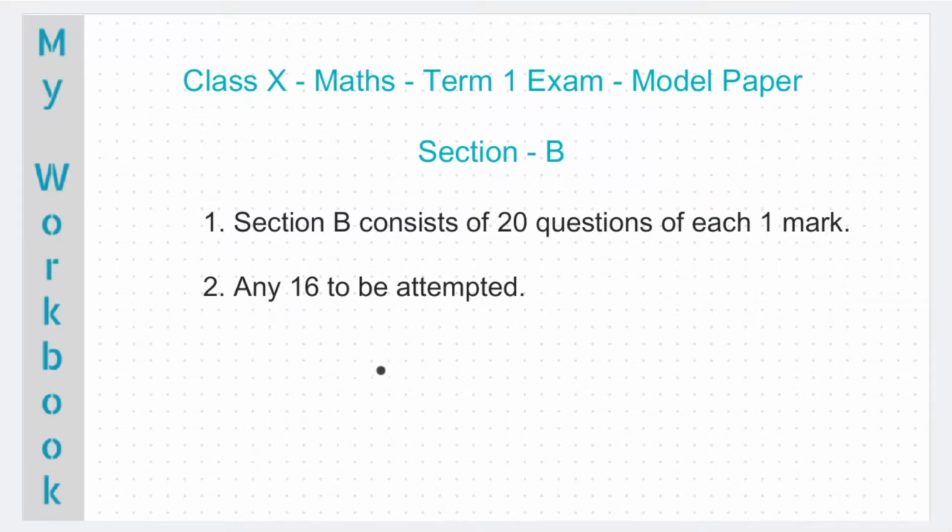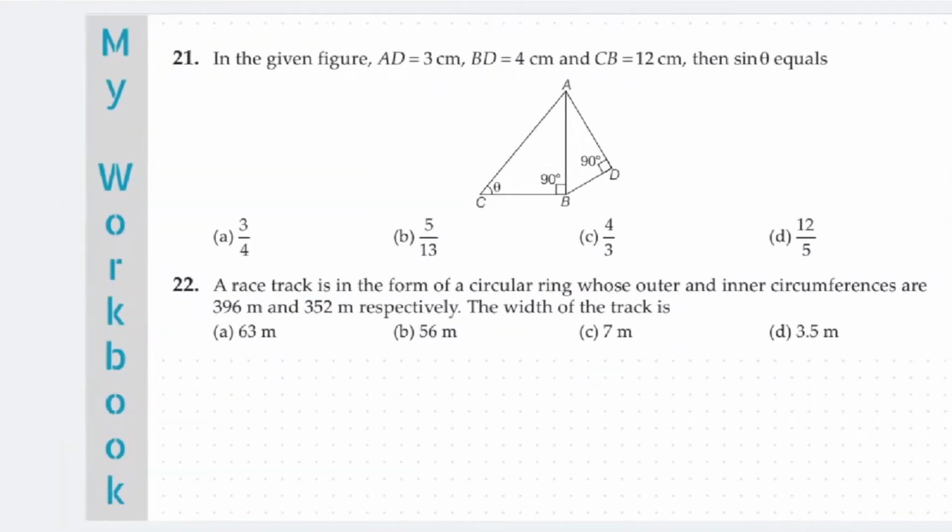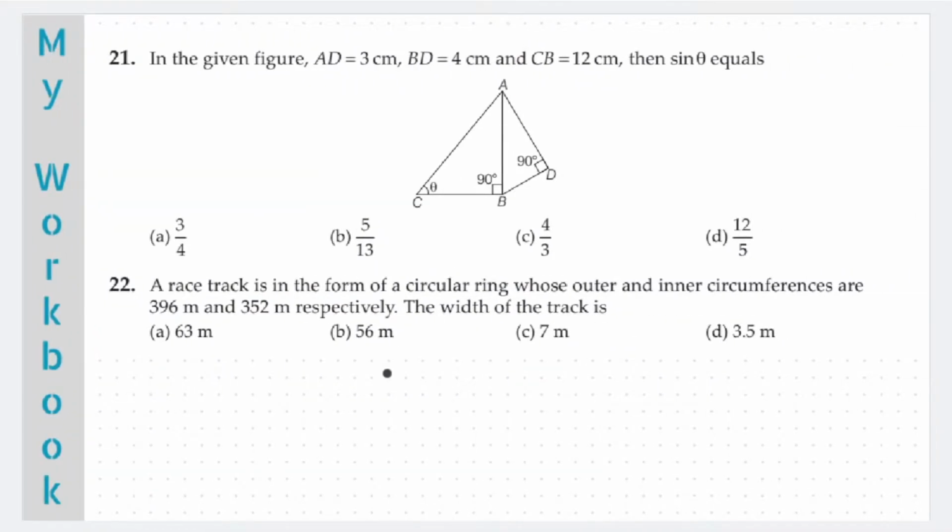In Section B, there are 20 questions, each of 1 mark. And during the exam, you need to attempt only 16 out of these 20 questions. However, in this video, let's solve all the 20 questions. Come on, let's begin. Question number 21.